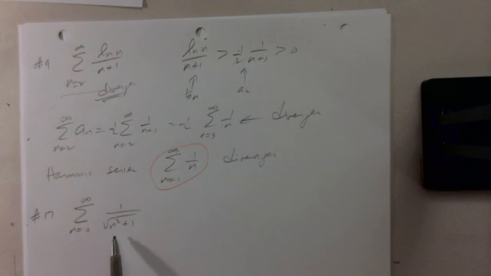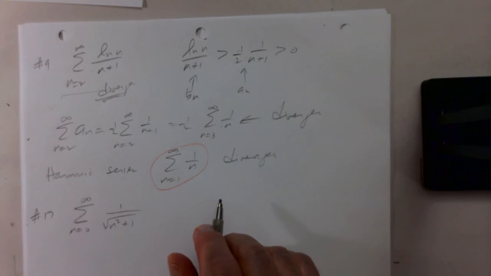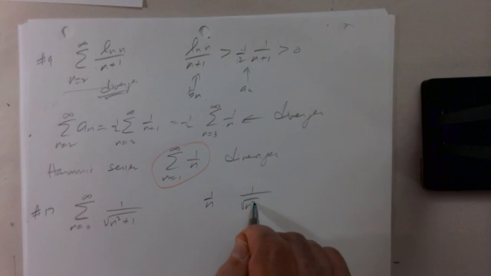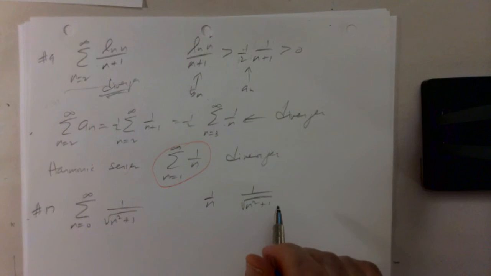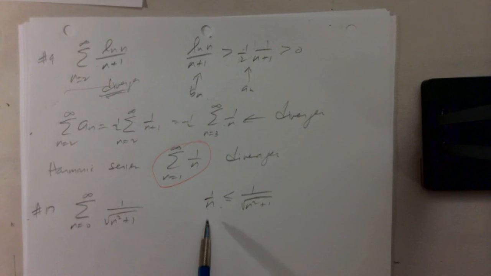So you look at that and you say, well, the square root of n squared plus 1 will be almost the same as the square root of n squared, which is n. So this term is very much like 1 over n. And the series of 1 over n diverges. So a reasonable thing might be to try to compare 1 over n and 1 over the square root of n squared plus 1. Unfortunately, this isn't smaller than this. If it were smaller, then this diverges, therefore this would diverge.